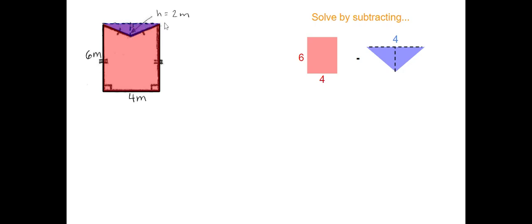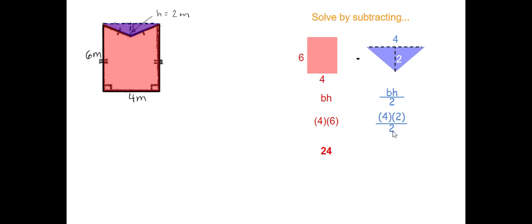So I need to know this measurement. So that's the same as this. So it has a base of 4 and it has a height, they told me, of 2. So I'm going to label that height of 2. Okay. Always write your formulas, base times height for the rectangle, which is 4 times 6, which is 24. And then the formula for a triangle is base times height divided by 2. So 4 times 2 divided by 2. Okay, you could have just multiplied 4 times 2, which is 8, and 8 divided by 2 is 4.